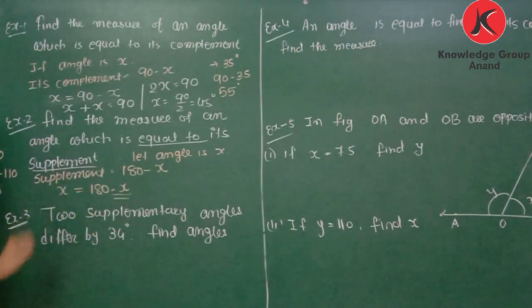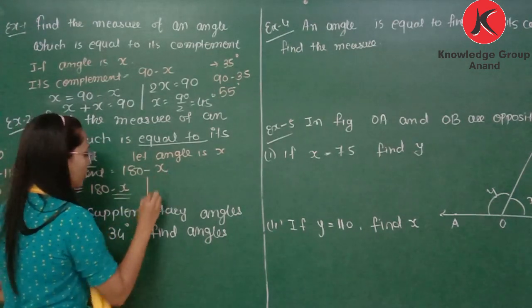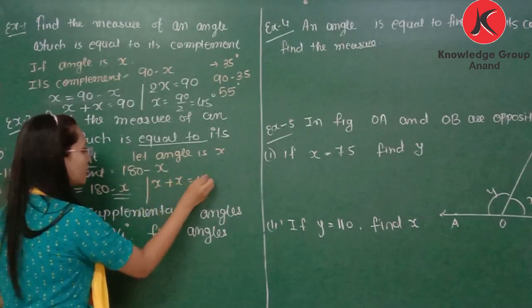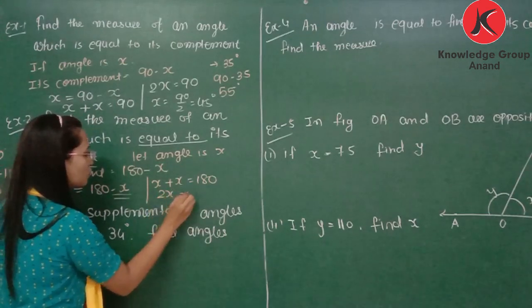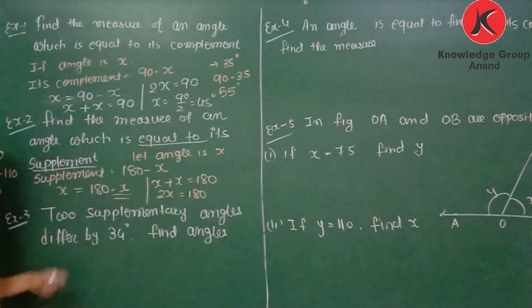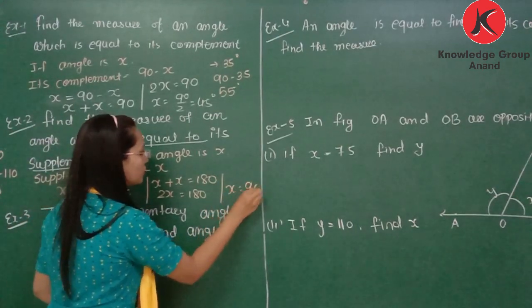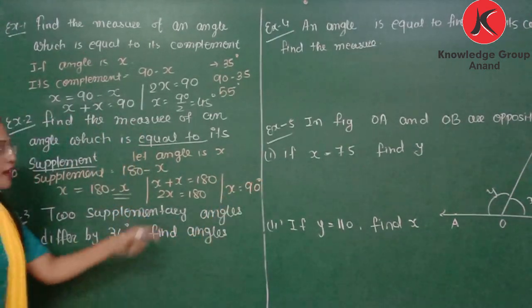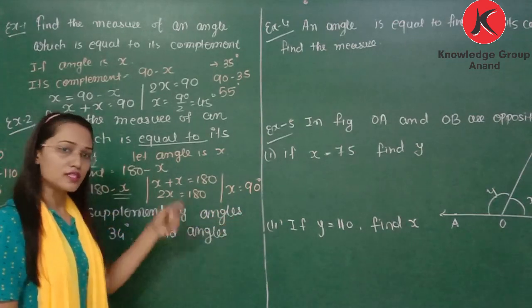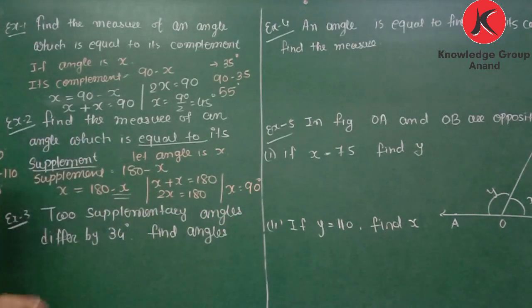Take this minus x on the left side. So it is x plus x is equal to 180, so 2x is equal to 180. Now 2 will be in a divide, so x is equal to 90. So if the angle is 90 degrees, then its supplement is also 90 degrees.